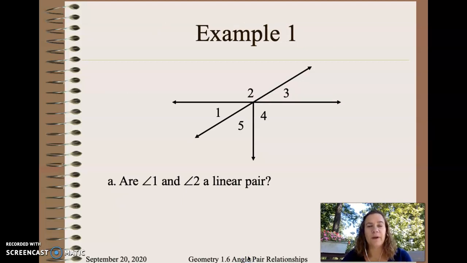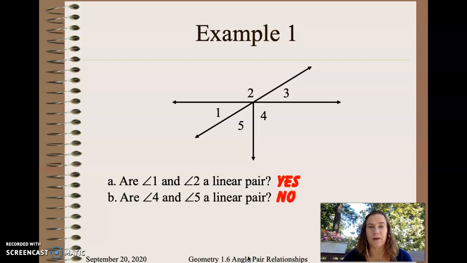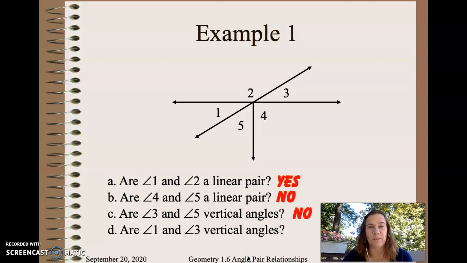Are 1 and 2 a linear pair? Does their non-common side form a line? Why, yes, they are. Are 4 and 5 a linear pair? Does their non-common side form a line? No, they are not. How about 3 and 5? Are they vertical angles? Are they formed by two lines, two pairs of opposite rays? No, they are not. How about angles 1 and 3? Vertical angles formed by two pairs of opposite rays? Yes, they are.